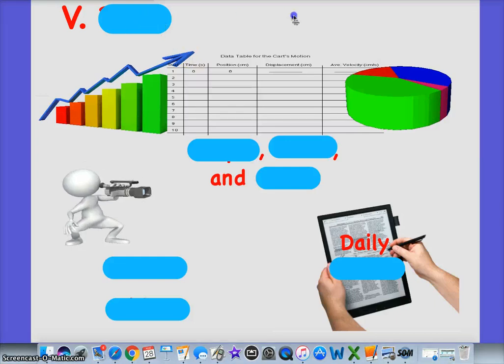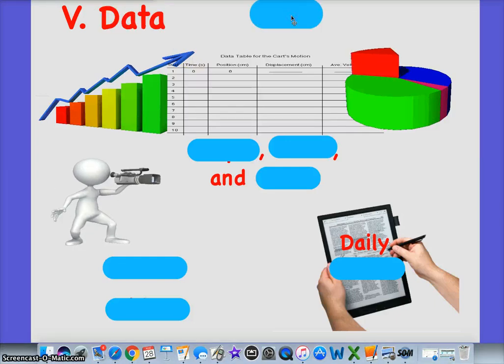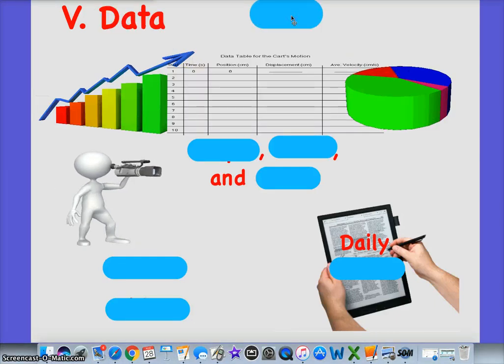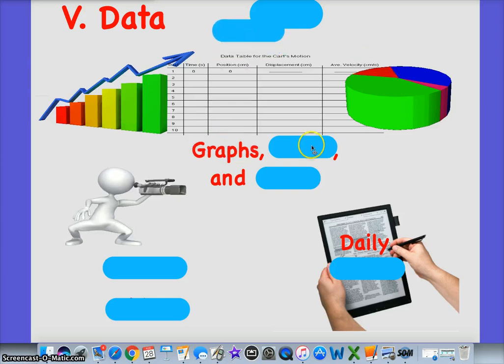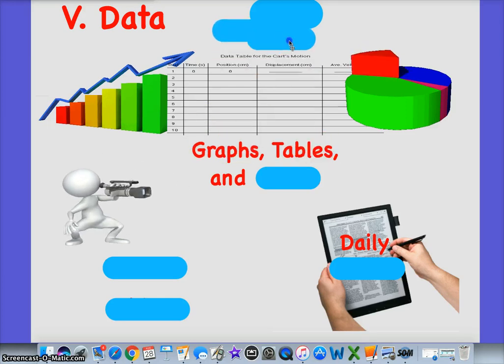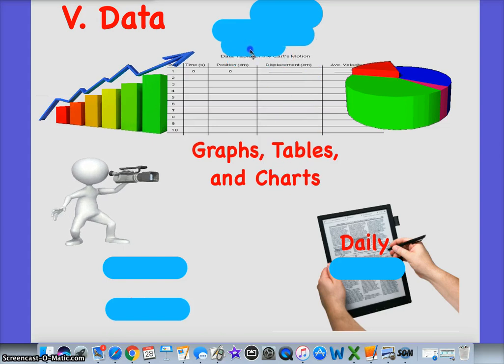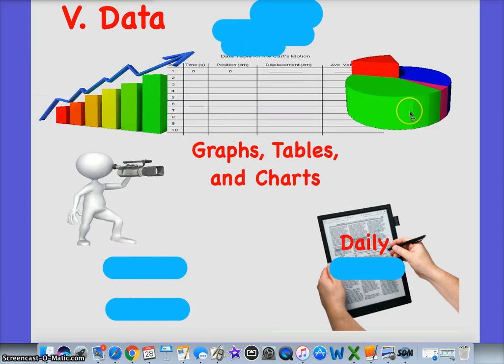So we're going to talk about data. This part should be a little bit easier. How do we collect data? Name me ways. Graphs. What else? Charts. Good. What else? Tables. So graphs, tables, charts. How else?